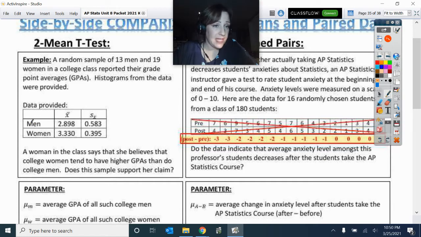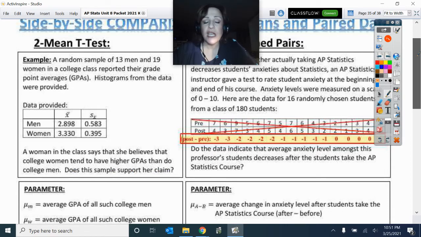So we were given the average GPA and the standard deviation for the men's GPA and the women's average GPA and their standard deviation. So a woman in the class says that she believes the college women tend to have higher GPAs than the college men. Does this sample support her claim?